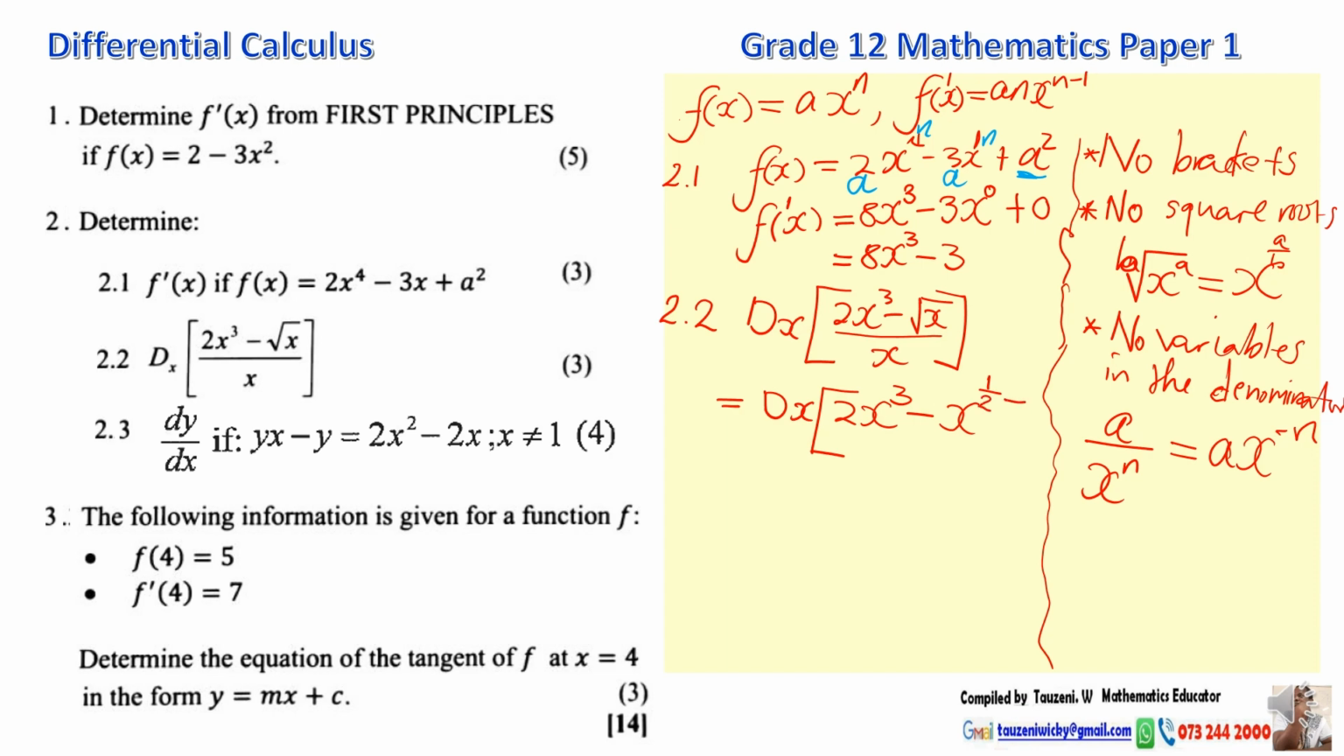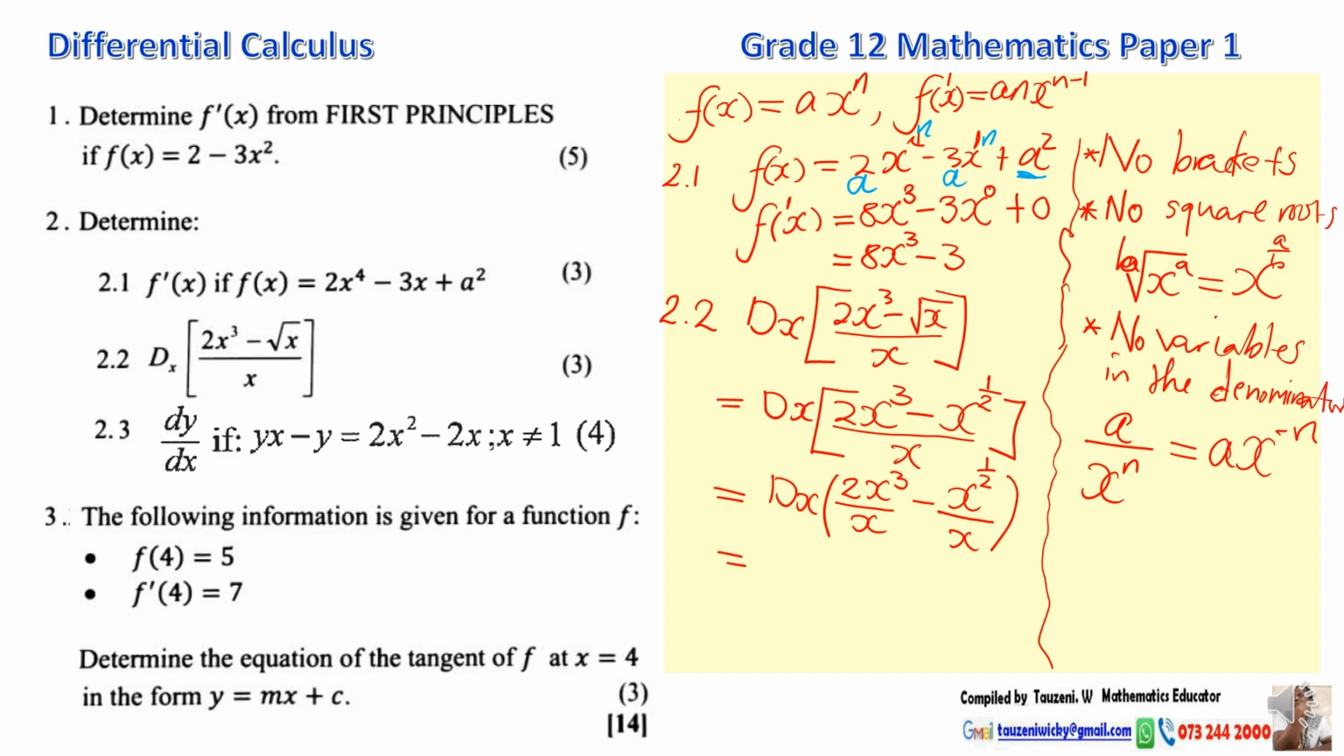A square root is the same as x to the power of 1 over 2. Then this is divided by x. Now, to do that, if there is one term in the denominator, we have x only, then we have two ways in which we can simplify this. The first method will be you separate this expression into separate fractions. That means you divide each term in the numerator by the same denominator. So this is going to become 2x to the power 3 divided by x, and then x to the power half divided by x.